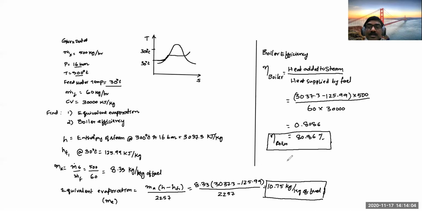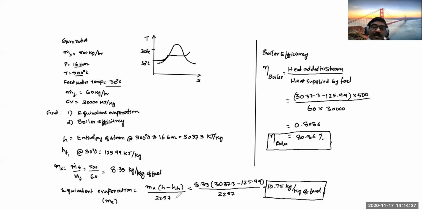So this is a simple problem. In this one, the equivalent evaporation and boiler efficiency have been asked to find out. The steam flow rate and the condition of the steam have been given, and the initial condition of feed water, the mass flow rate, calorific value, everything is given.